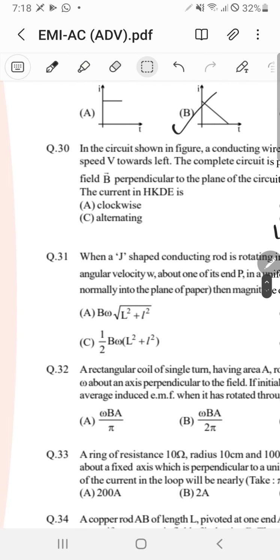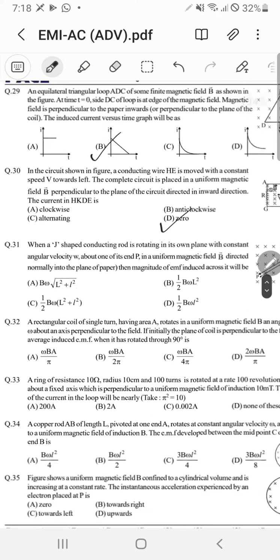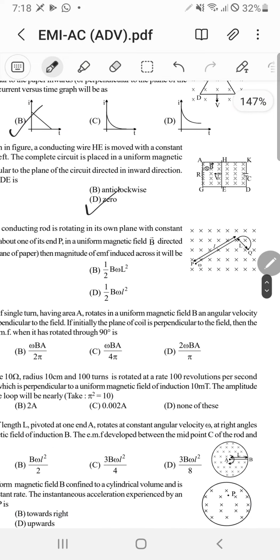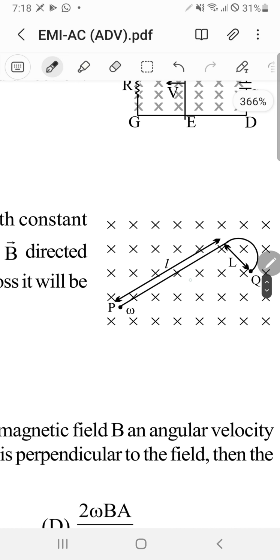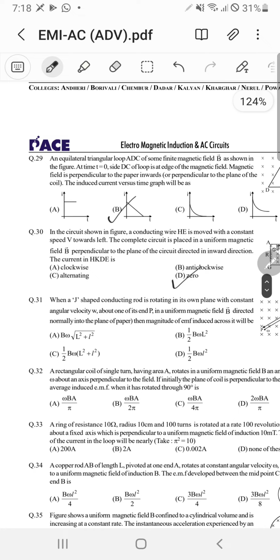Next question is, when a J-shaped conducting rod is, diagram, cool, rotating in its own plane with constant angular velocity omega. What? J-shaped. This is the J-shaped thing. Constant angular velocity omega, about this point, I suppose. Alright. Okay, cool. The uniform magnetic field B directed normally to the plane of paper. Right. Then the magnitude of EMF induced across it will be. Right, cool.